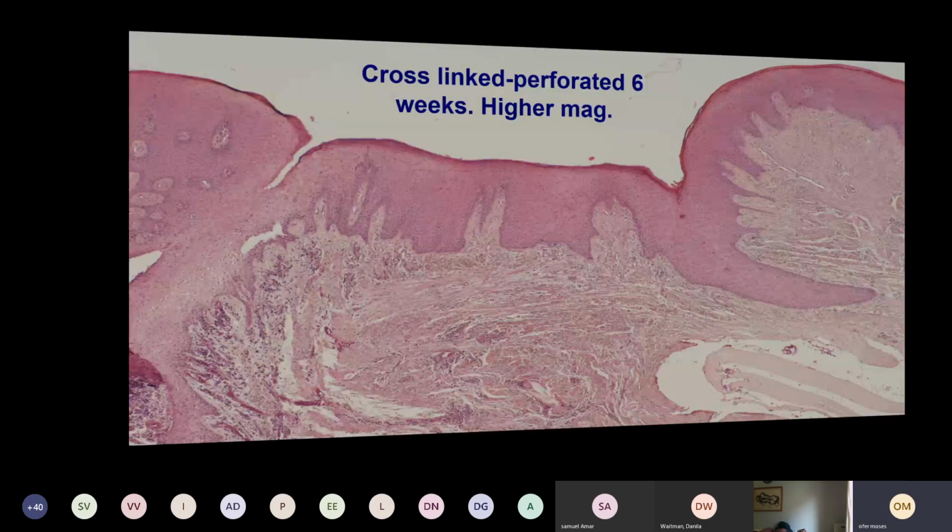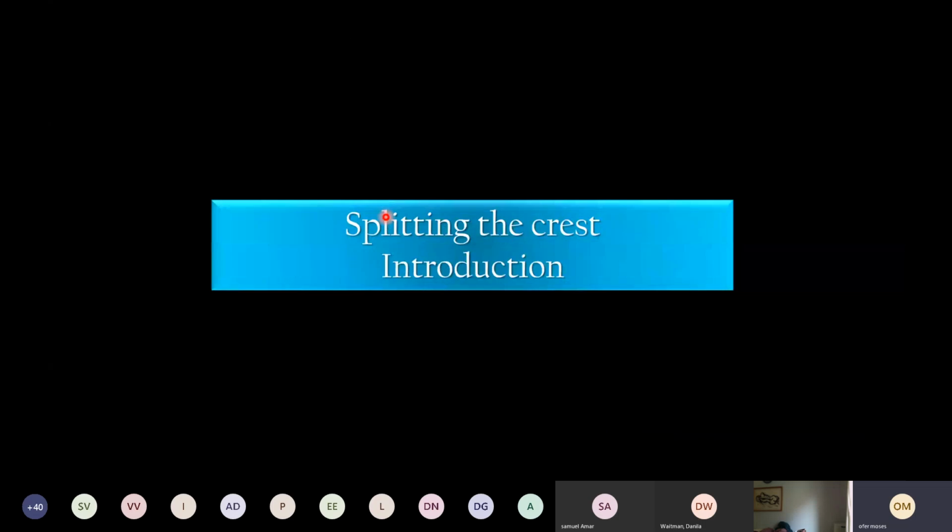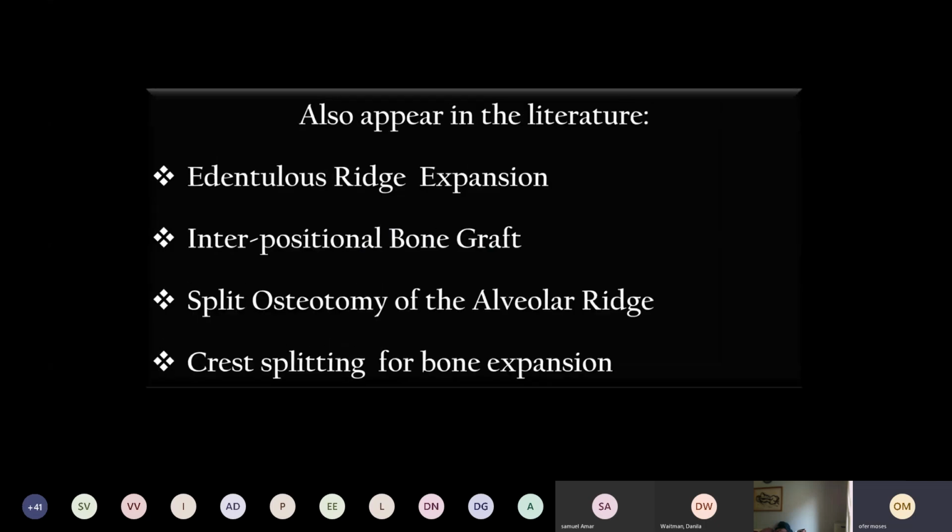Now, I will just go into the subject that we actually are meeting for, splitting the crest. So it appears under different names. If you look into PubMed, it will have a lot of names. It could appear as an interpositional graft, as a split osteotomy of the alveolar ridge, or crest splitting for bone expansion.